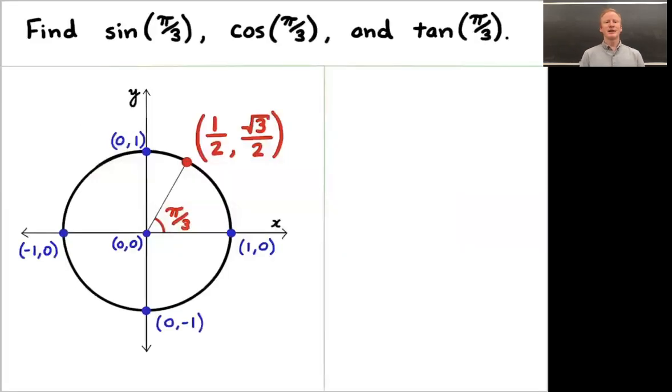Find sine of pi thirds, cosine of pi thirds, and tangent of pi thirds using the picture that's in the bottom left corner of your screen. So there is a unit circle of radius 1. Well, the picture speaks for itself. I'll let you work this out. Go ahead and pause the video here, and when you're finished, unpause it, and we'll talk about the solution.